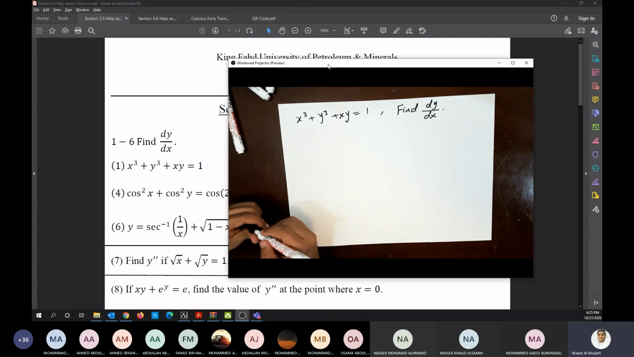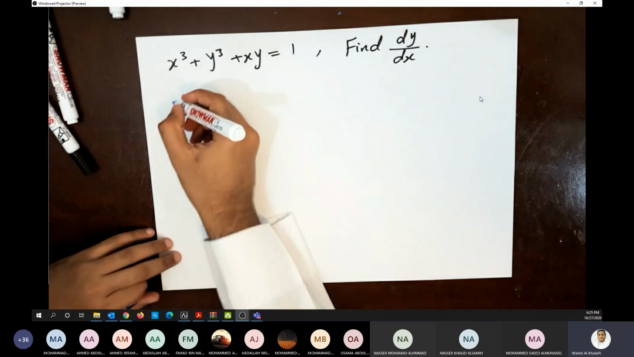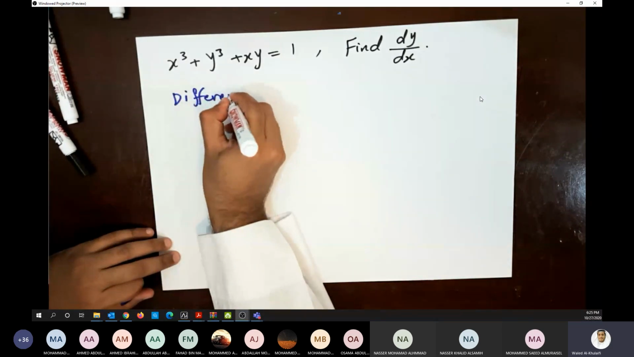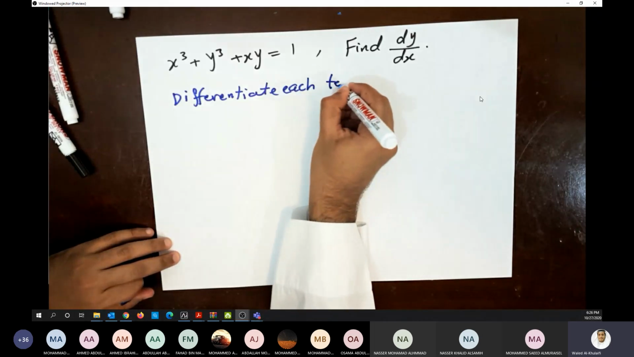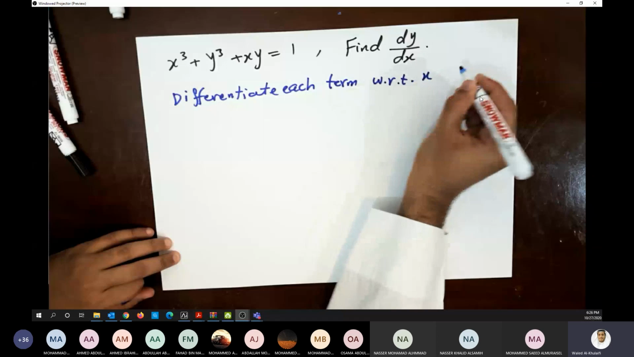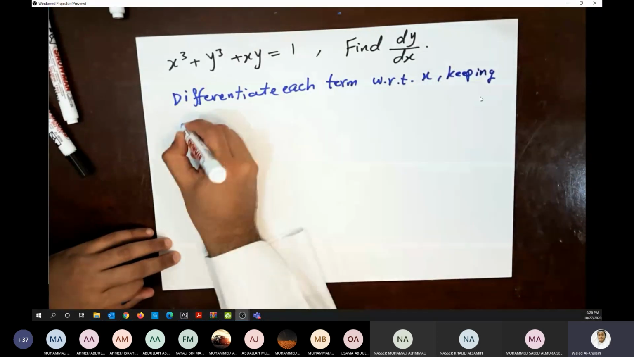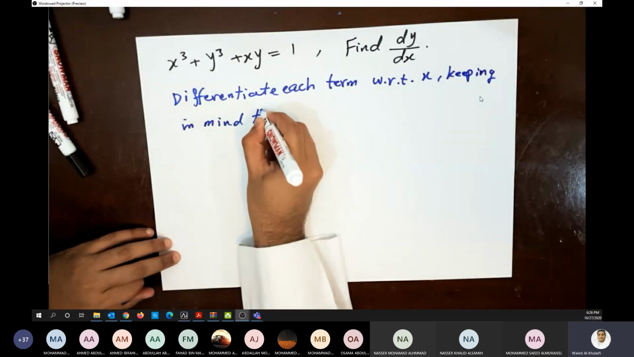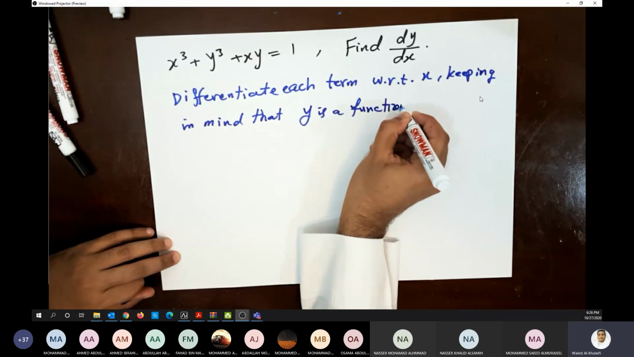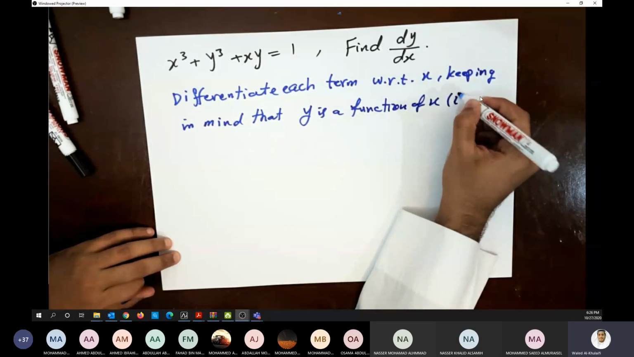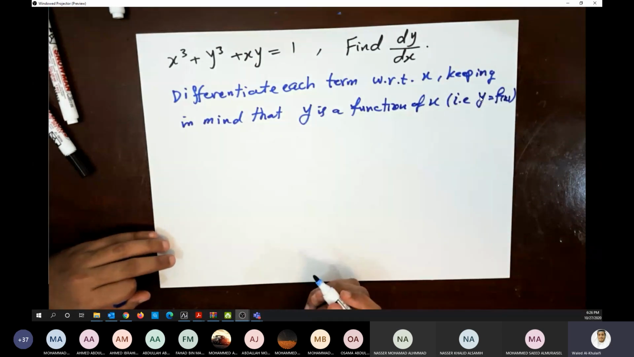Okay, so now what we will do, we're going to differentiate each term with respect to x, keeping in mind that y is a function of x, i.e. y depends on x. So let's do it now.